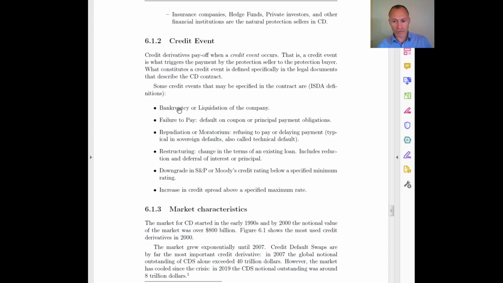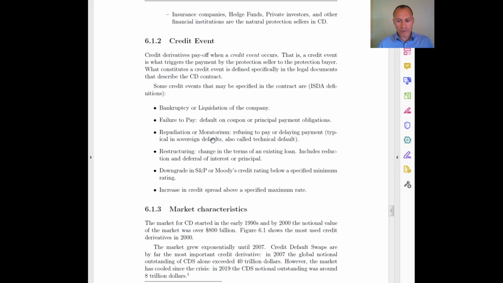This first one is the most extreme. There is a bankruptcy of the firm or liquidation of the firm. So it's basically the worst stage. Another alternative is something a little bit less severe, which is a failure to pay. So if the firm has some bond and it defaults on the coupon of that bond or on the principal of that bond, then that may trigger the credit derivative.